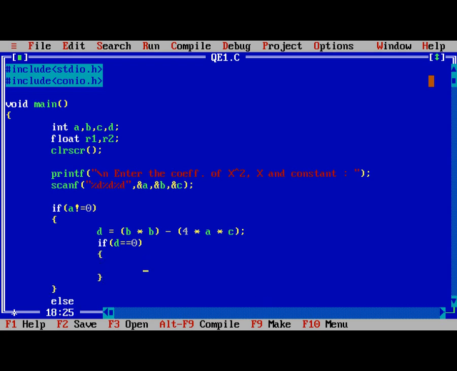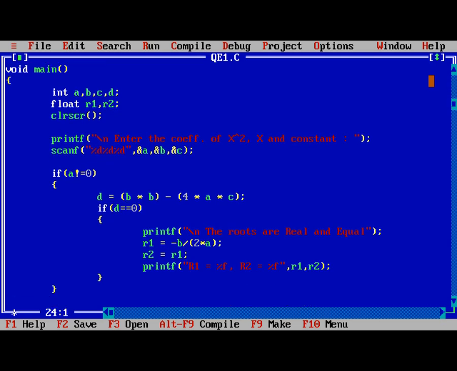If this is true, then we need to print the roots are real and equal. So here R1 is equal to minus B by 2 into A. So R2 is equal to R1. So we need to print the values of R1 and R2. R1 is equal to %f, R2 is equal to %f, R1 comma R2. So that is exactly the meaning of D is equal to 0.